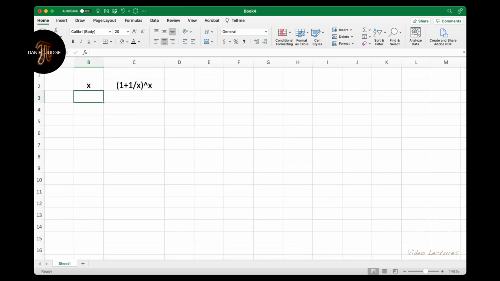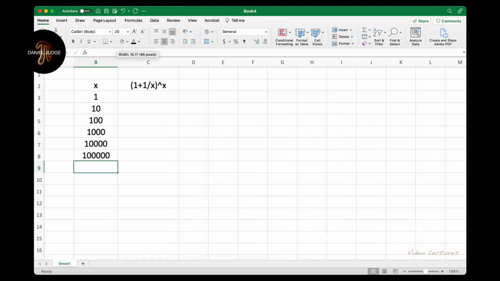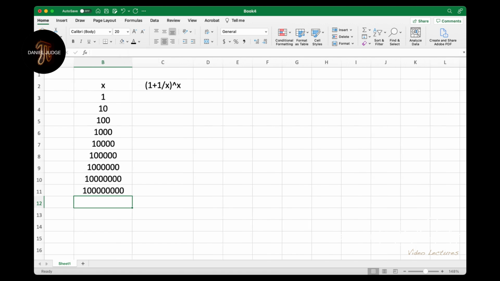Okay, so I'm going to start with X is 1. And then 10. I'm going to do powers of 10. 100. Remember, X is getting big. To infinity and beyond. 1,000. Isn't X getting bigger? 10,000. 100,000. X is getting bigger, ladies and gentlemen. So I got 5 zeros, 6 zeros, 7 zeros, 8 zeros. Okay. So X is getting big.